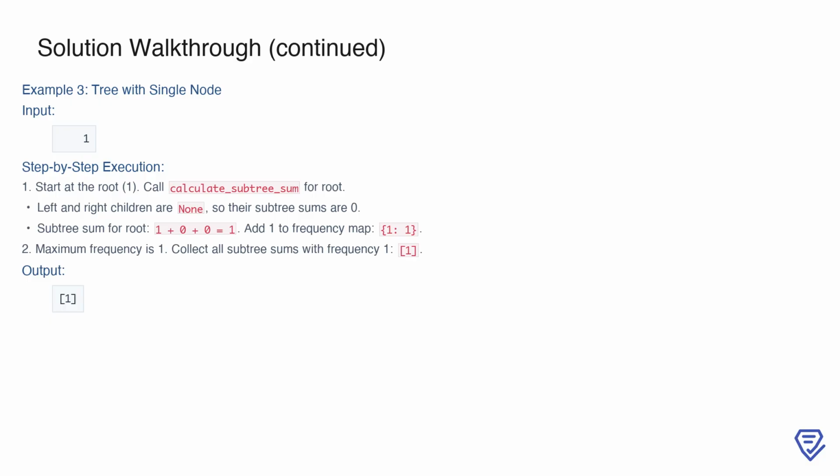Finally, let's consider the simplest case, a tree with just one node, 1. Since this node has no children, both its left and right subtree sums are 0. The total subtree sum for this single node is therefore 1 plus 0, which equals 1. We add this to the frequency map, resulting in 1, 1. With the maximum frequency being 1, the only subtree sum that qualifies is 1. This highlights how the approach works even for the smallest trees, consistently determining the most frequent subtree sum.